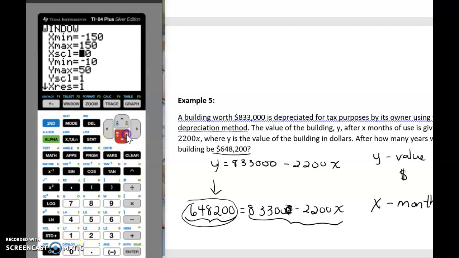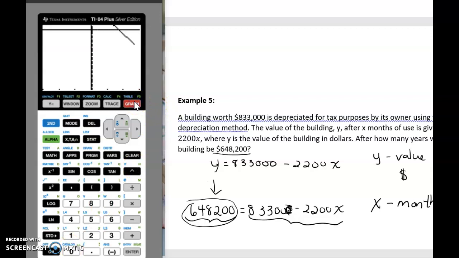And I'm just making up these numbers. I'm trying something out. I'm going to change my x scale to, let's just say 50. My y min I'll put at, let's say 200,000. And then my y max has to include the 648,000. So I'm going to go up to 675,000. And then since my scale is so large, I'm going to bump this up to like 10,000. And I'm going to go ahead and graph it and see if I can see the intersection point.